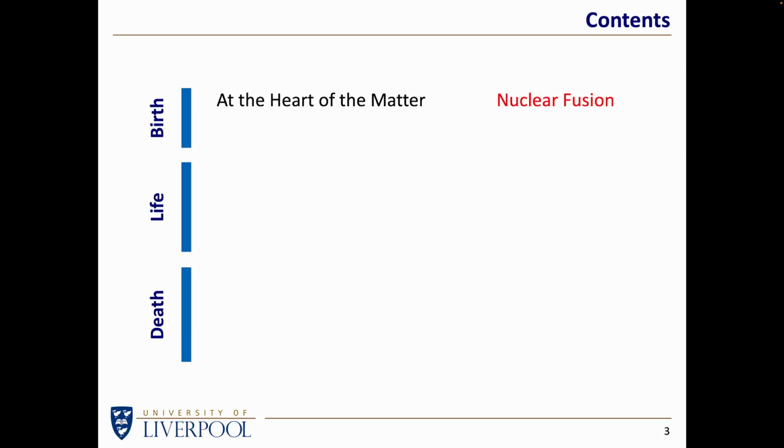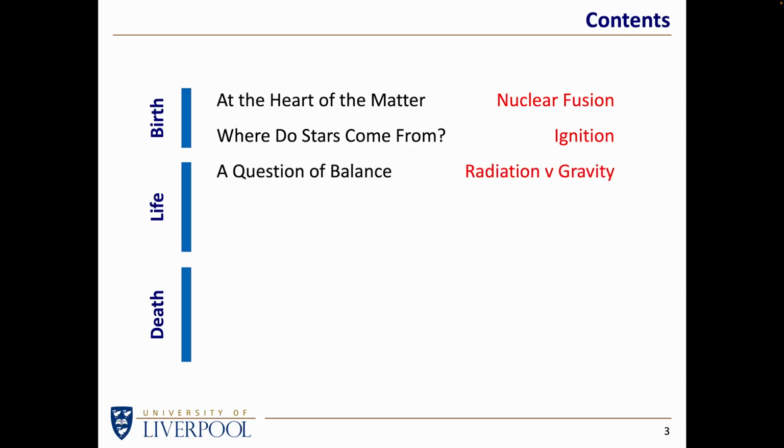So let's have a look at what the categories are of the contents that I'll be dealing with. I'll be looking at what's going on in the core of a star, the nuclear fusion. I'm not going to turn it into a physics lesson, don't worry. We'll look at how stars come to be, and we'll think about the way stars live their lives, the balance between radiation and gravity. We'll look at how different star types have different lives.